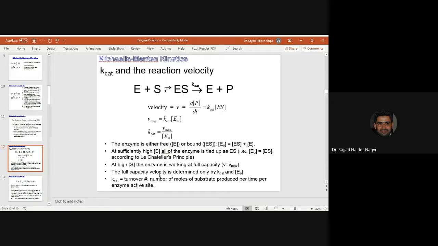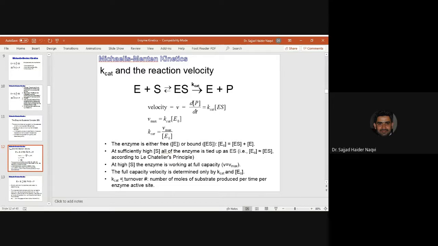At sufficiently high substrate concentration, we know that all the enzyme is tied up. That means at a high substrate concentration, all the enzyme has been transformed into enzyme substrate complex. So at this stage, you can say that E naught is approximately equivalent to the total enzyme substrate complex, and that is according to Le Chatelier's principle. At high substrate concentration, the enzyme is working at full capacity, so that's why the velocity is called Vmax. The full capacity velocity is determined only by kcat and the total enzyme concentration according to these equations.